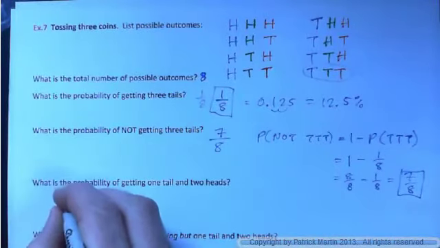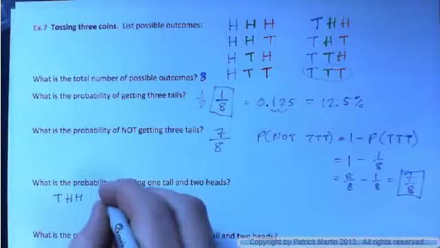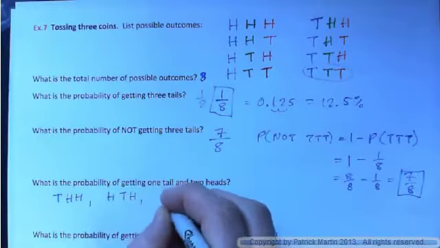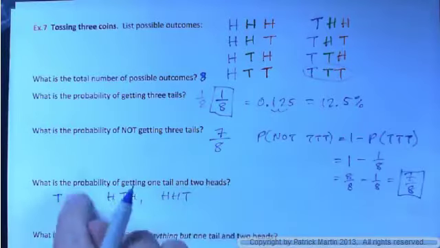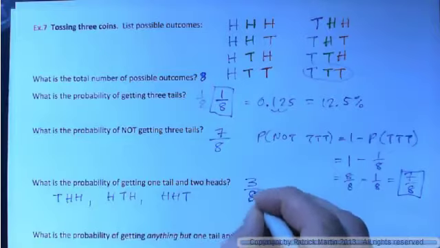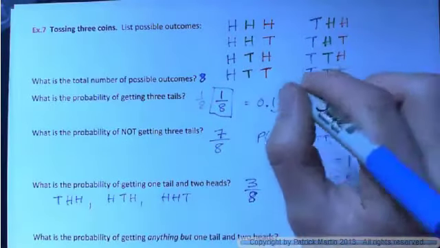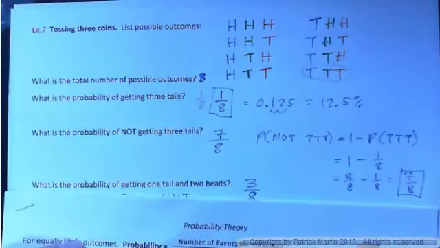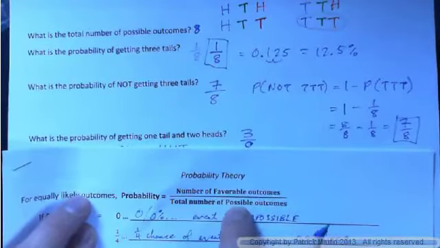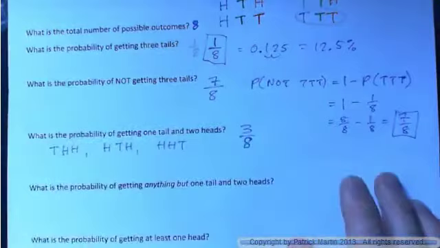So getting 2 heads, we could get 1 tail and 2 heads. We get tail and then a head and a head. Or we could get a head and a tail and a head. Or we could get a head, and then a tail. That's 1, 2, 3 possible outcomes. So, sorry, it's of course 3 favorable outcomes out of 8 possible outcomes. 3 out of 8. Okay.